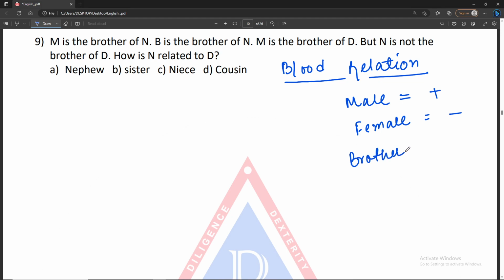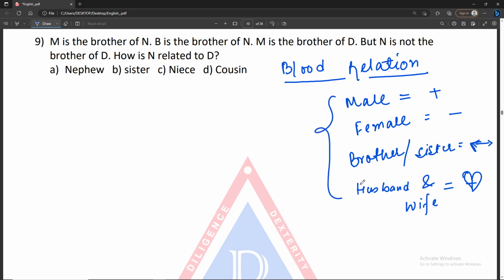Brother slash sister, I consider writing arrows. And for marriage, that is husband and wife, I consider giving this sign. It's easy to recognize, so it's up to you, which is very much possible for you to give, which is there for you to memorize and recognize very well, so that you don't make any mistakes.